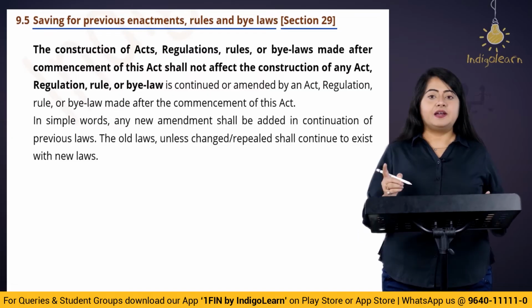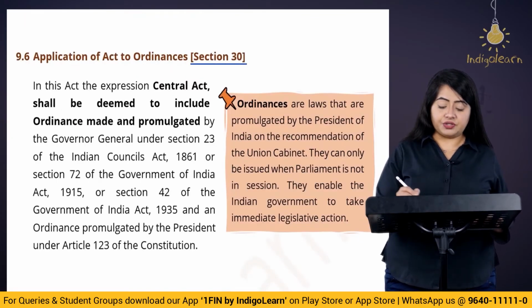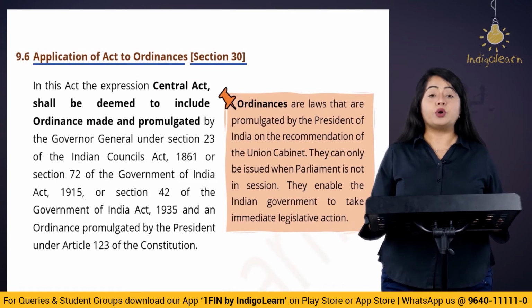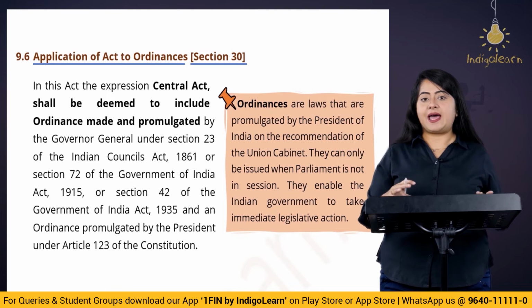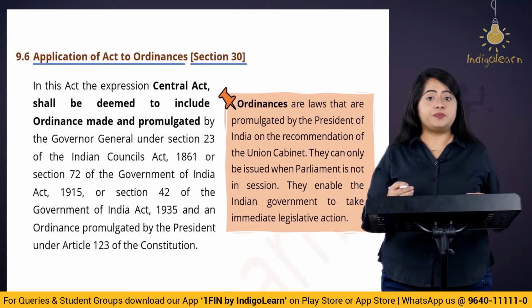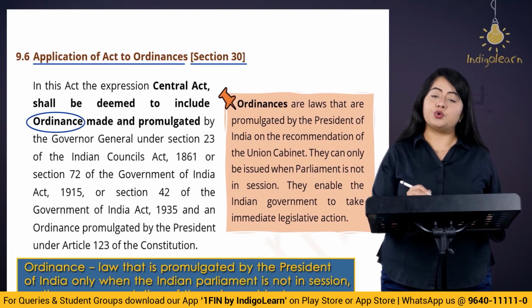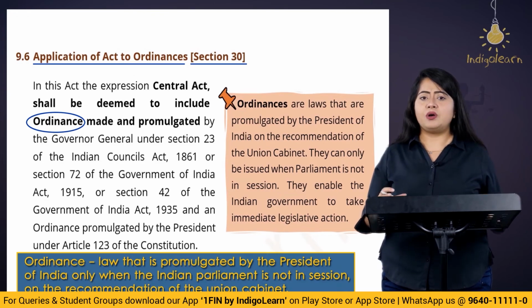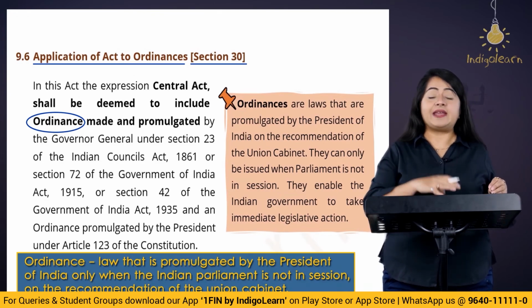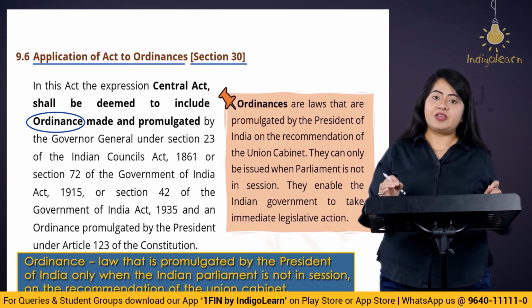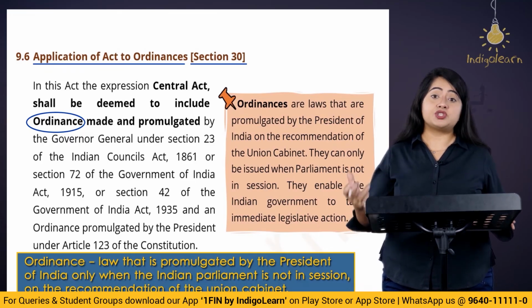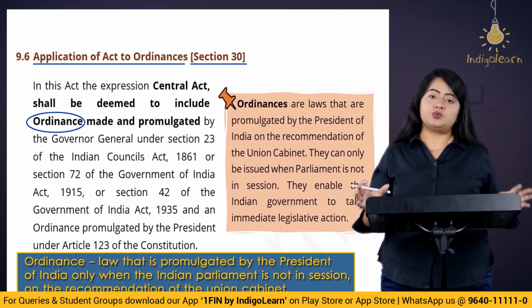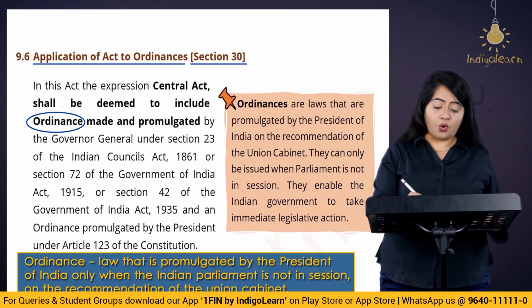Right? Simple. Next section we are discussing is section 30, application of Act to ordinances. This is the last section of the General Clause Act. Now this section basically says that this entire General Clause Act is going to be used for the interpretation of ordinances also. Okay, so just like how we use the General Clause Act to interpret any central acts or rules, same way if any ordinances are also issued, then with respect to interpretation of the ordinances also, we can use the General Clause Act. Now what are these ordinances actually?